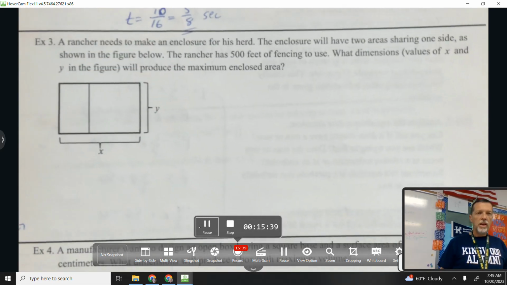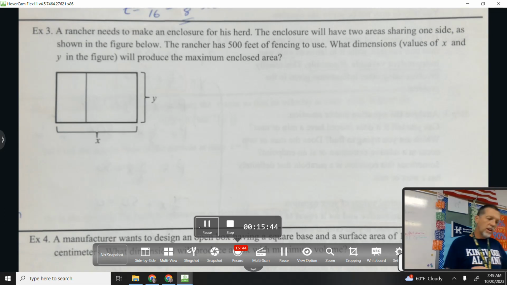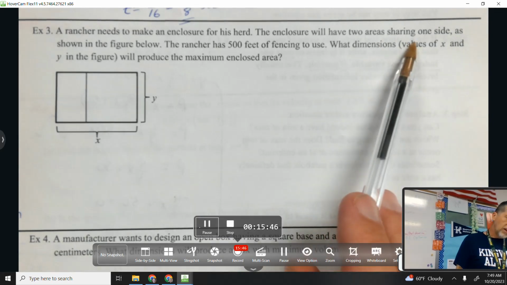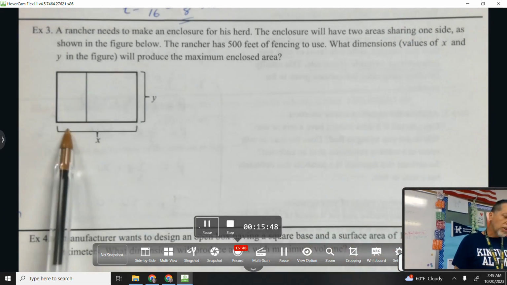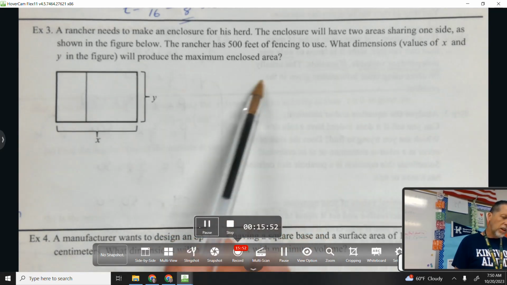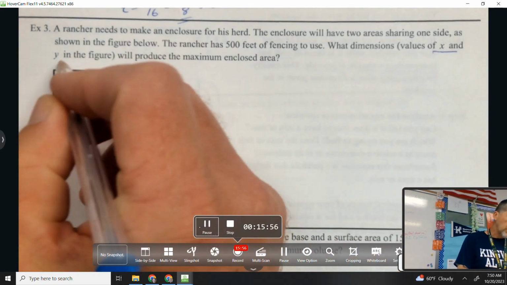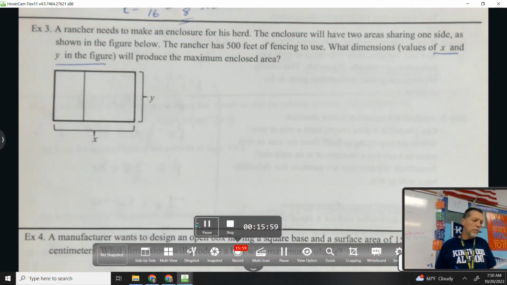Number 3. A rancher needs to make an enclosure for his herd. The enclosure will have 2 areas sharing one side, as shown in the figure below. The rancher has 500 feet of fencing to use. What dimensions, x and y, so there's what we're trying to find, will produce the maximum enclosed area?